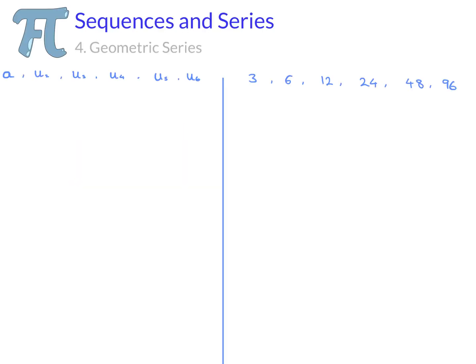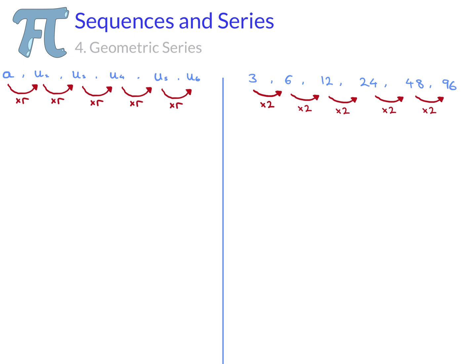A geometric sequence or series is one in which a successive term is found by multiplying the previous one by some common ratio, which in the general case we call r. I will run through the general case, where we call the first term a, alongside this specific example.